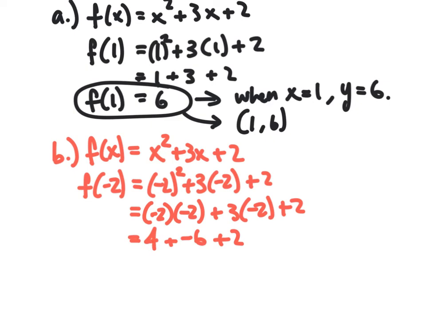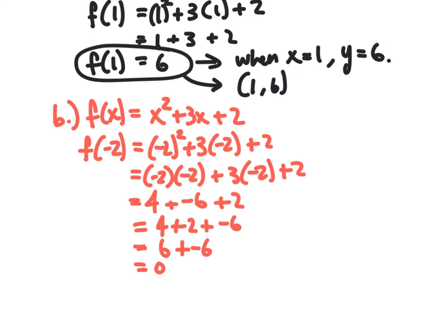Okay, but I'm going to take 4 plus 2. Now I can do that because I'm adding these numbers. I can reorder them however I want. So I'm going to get 4 plus 2 and then plus negative 6, which is going to give me 6 plus negative 6, which is going to end up giving me 0.